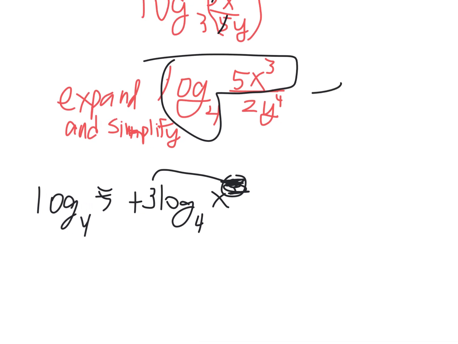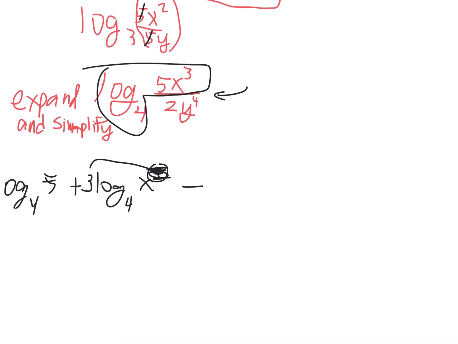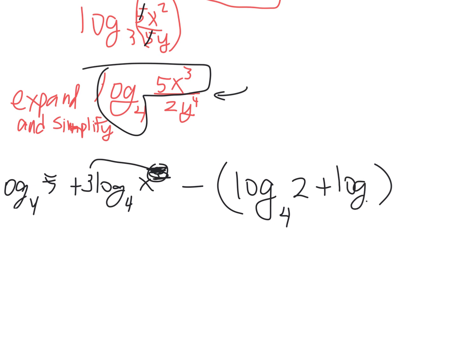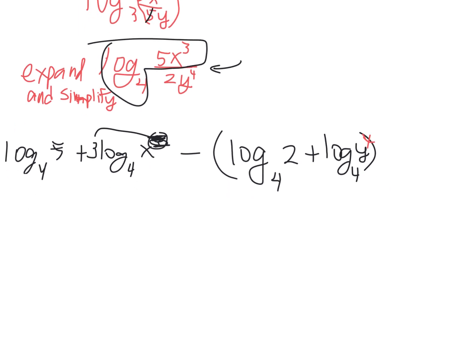And then this is a divide, which again is a minus. And now this is where you've got to be careful. I would put parentheses around it and then put the log. You don't have to, but that negative has to go on both the 2 and the y to the 4th. So this is log base 4 of 2 and log base 4 of y to the 4th. And then this negative can be distributed to both of these. And that 4 needs to go down in front.